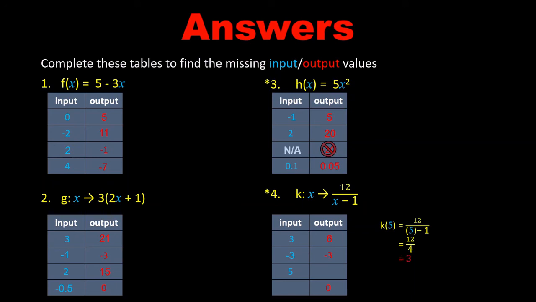Yep, no problem there. If the input's 5, the output is 3. Can I possibly get an output of 0 from this function? Let's set up that equation. When is the function equal to 0?